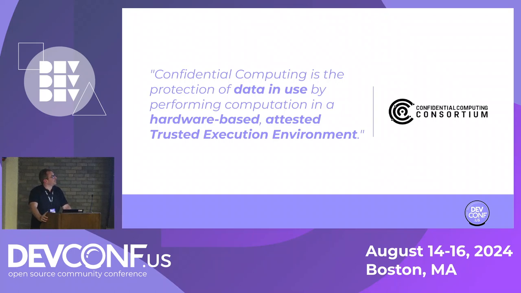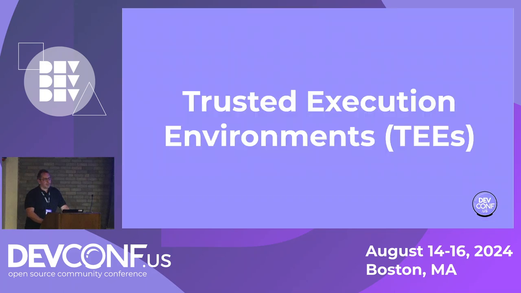Let's go back to the definition, right? Confidential computing: protection of data in use, performing computation on a hardware-based attested trusted execution environment. So, to the despair of our purists, mathematicians, and academia, we are brute forcing it with hardware, right? We are introducing a piece of hardware that will allow us to do not only the computation of private workloads as we discussed in the previous slides, but in a way that it can be verified for integrity as well, right? So introducing trusted execution environments.